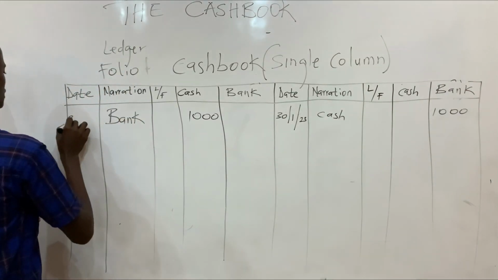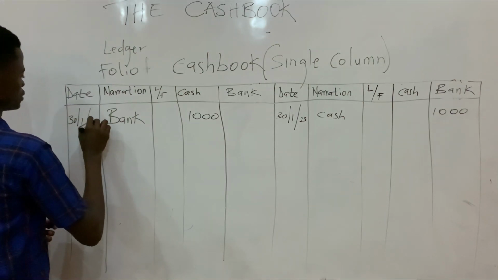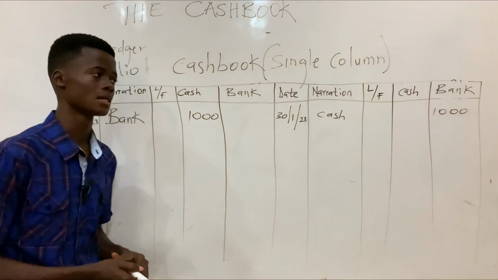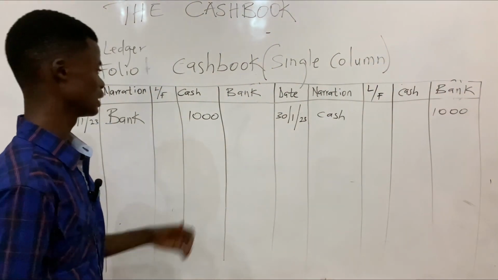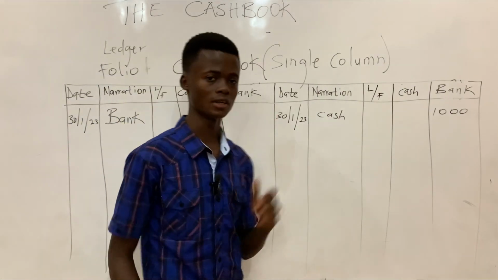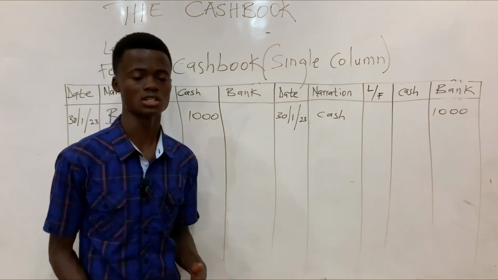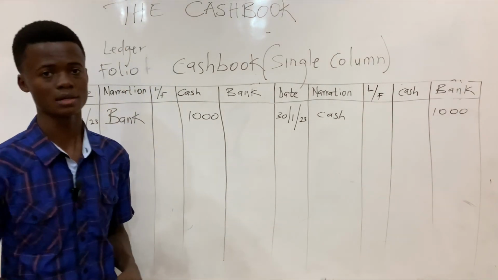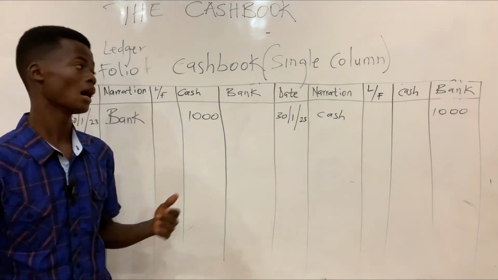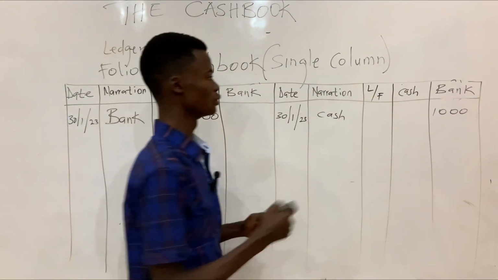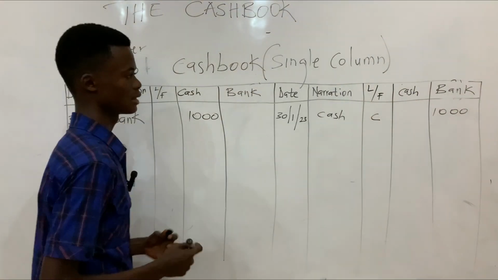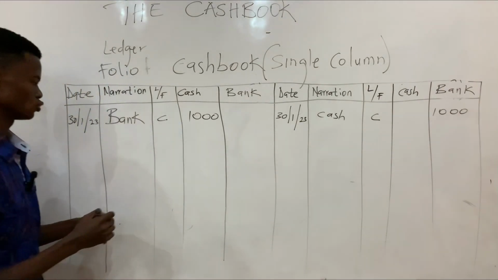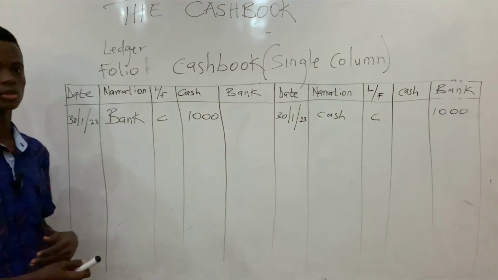And the date is 30th January 2023. So after doing this, then we are saying that whenever a transaction involves both the cash column and the bank column of the cash book, then such a transaction is considered as a contra entry. And a contra entry is represented by a letter C, and it is written under the ledger folio column. So we will indicate letter C under the ledger folio column for both sides. So letter C will be written here to show that this transaction is a contra entry.